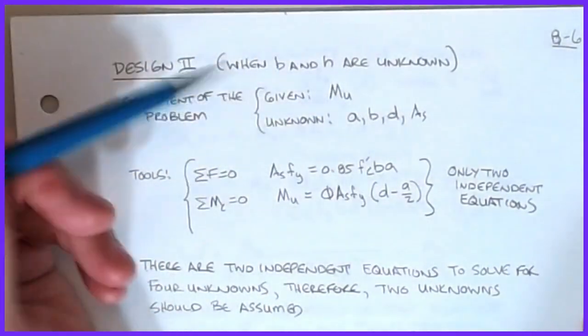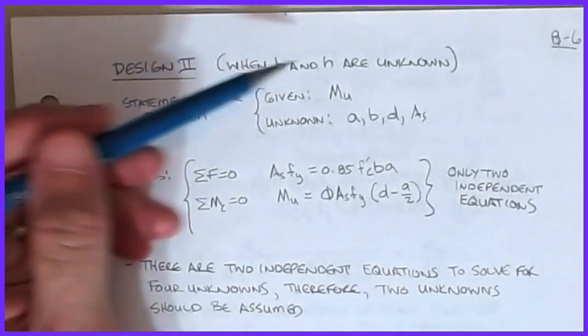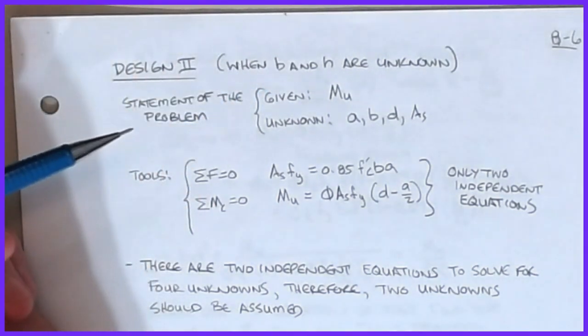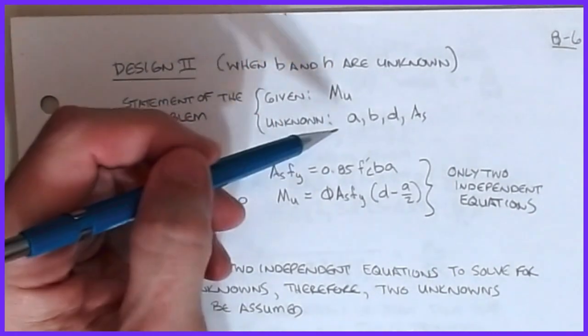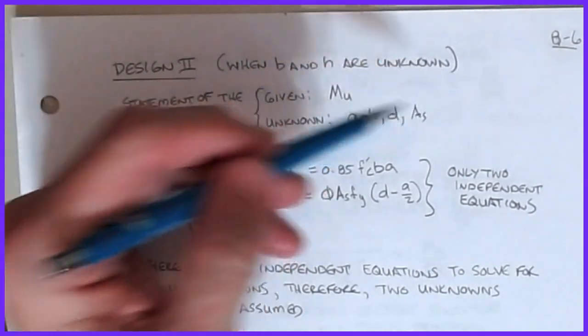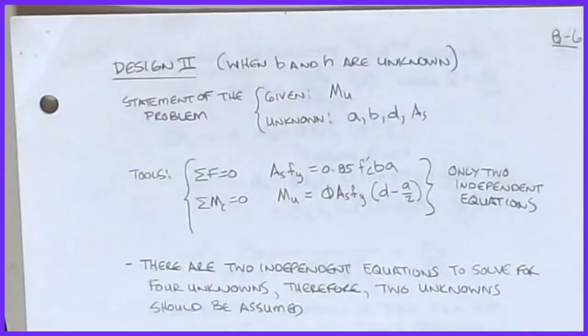Okay, and this is the case where b and h are unknown. I don't know the dimensions of the beam. So our statement of the problem is that I'm given the moment and I don't know the width, I don't know the depth, and I don't know the steel. Where do we even start?